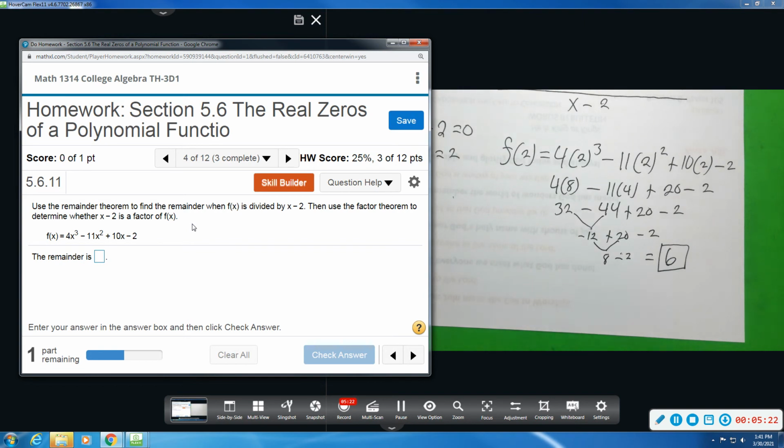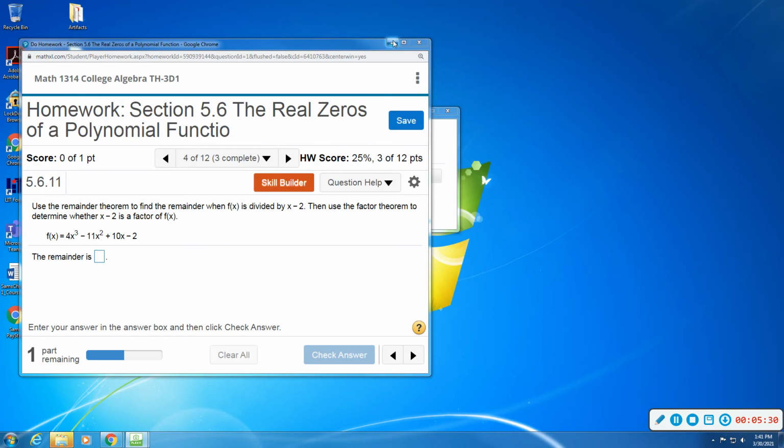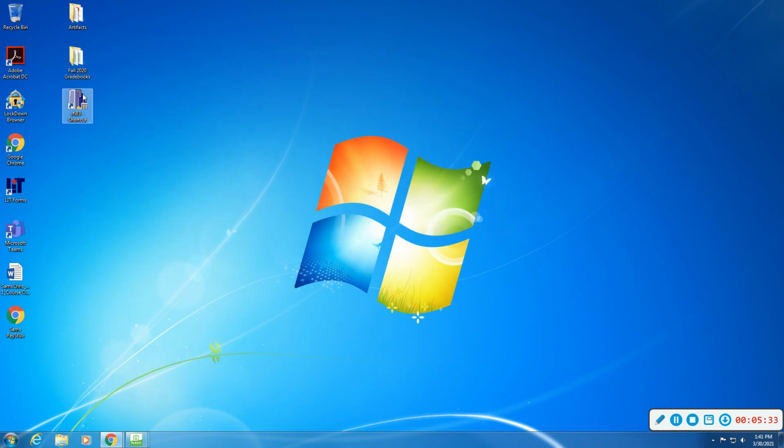We can also do this with a method, synthetic division, and we can also do this with the calculator. Let me see if I can find the on-screen calculator.